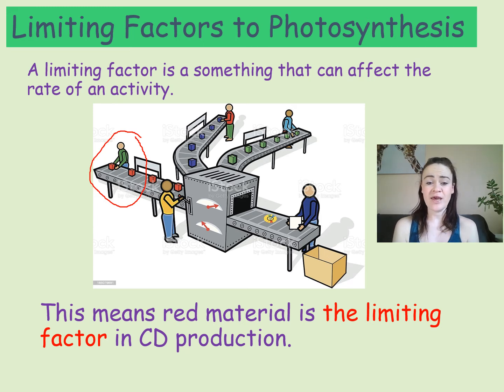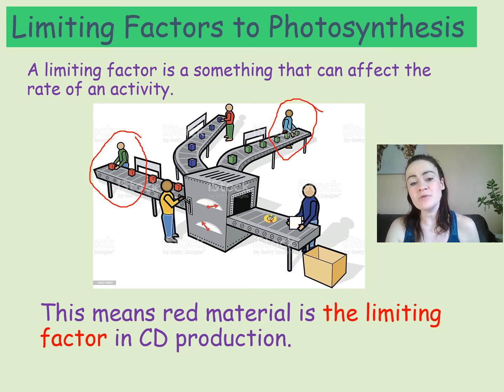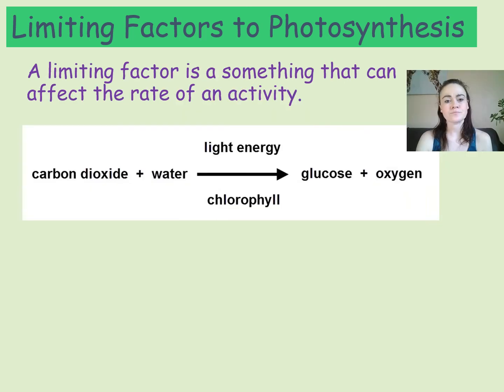I mean, it doesn't have to be red. It could easily be, maybe, further down the line suddenly there's a crash in the production line for this green material, and now it's even harder to find the green material. Then the green material becomes the limiting factor. Okay, so basically the limiting factor is anything that is required to produce something, but it's in short supply. As soon as it's not in short supply anymore, it's no longer a limiting factor. Okay? So let's have a look at photosynthesis.